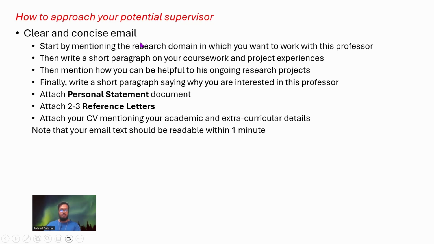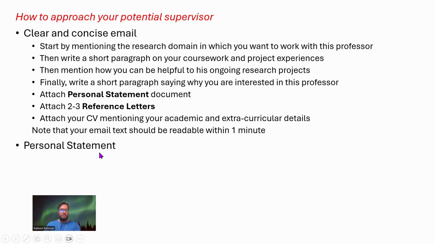Sometimes writing the first 4 points are texts, right? These are the texts, and these last 3 are the attachments. So the professor will not even look at your attachments unless he is impressed by the first 4 points. And remember that a famous professor will have a lot of students approaching him, and he has very limited time after doing all the work he's doing. So your email text should be readable within 1 minute. After you write the email, just see if you can read it within 1 minute. If you cannot do it, then you need to rewrite the whole thing.